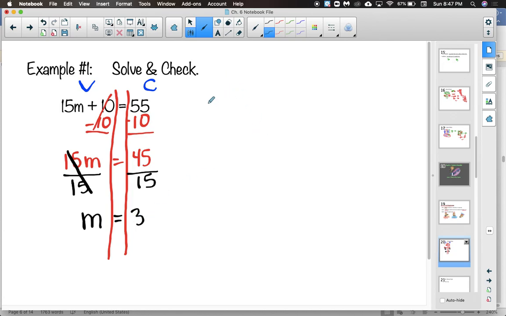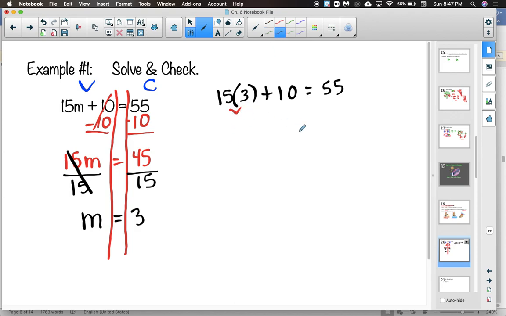So let's go ahead and do our check. To do the check, you have to take that 3 and substitute in for m. So our check is going to take a little bit longer too. I'm not going to let you do these checks all in one step, guys, especially when we get some negatives going on here. So what we're going to do is take 2 steps to simplify the left-hand side. No big deal.